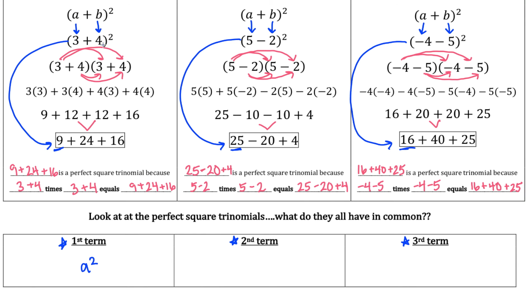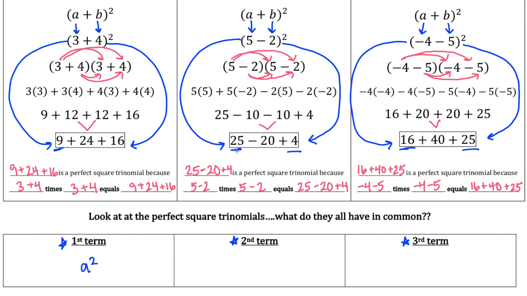Now, if you look at the end, we have the 16. We can do this 4 squared. 4 times 4 is 16. -2 squared, -2 times -2, is positive 4. -5 times -5, or -5 squared, is positive 25. So you can tell that this last term, it's always b squared. It's always b times b. Those are easy.